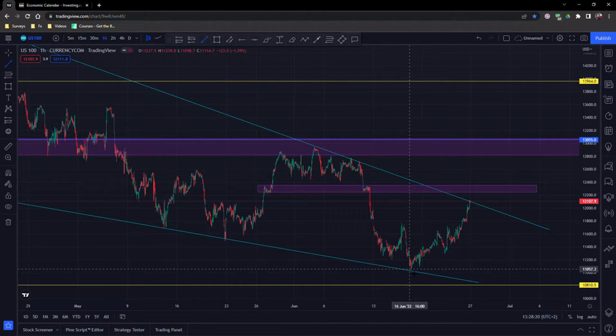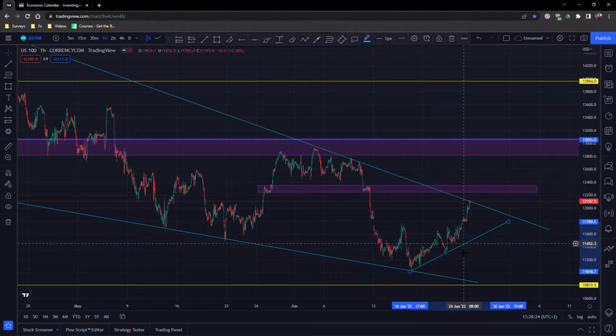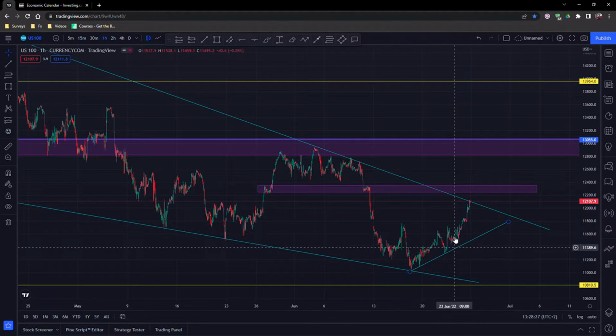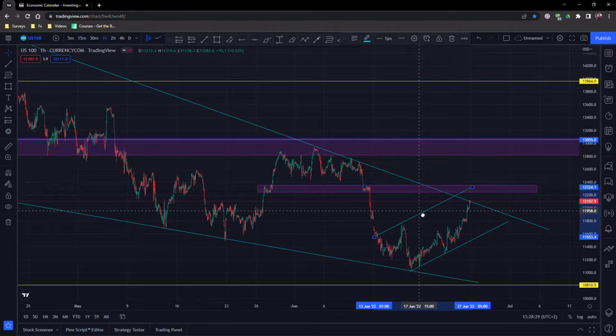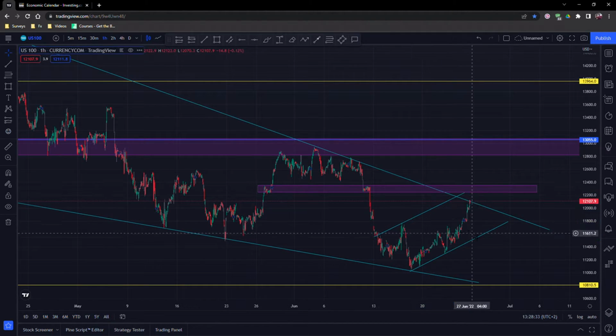We can also do this upward channel right there, and we can see this here, right? So you might also look at that as a trend within a trend, but that's going to be it for US100.